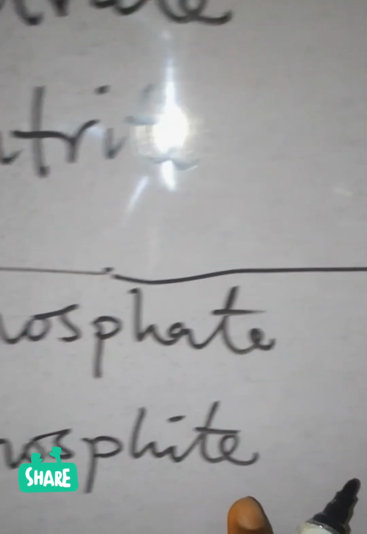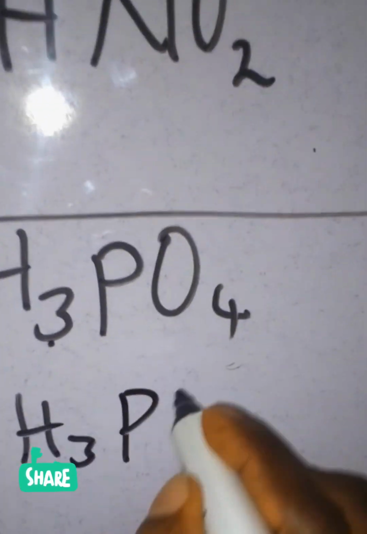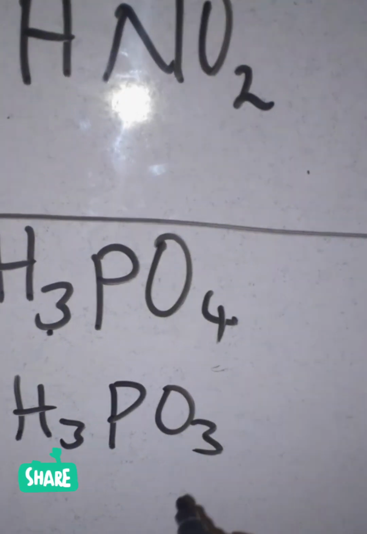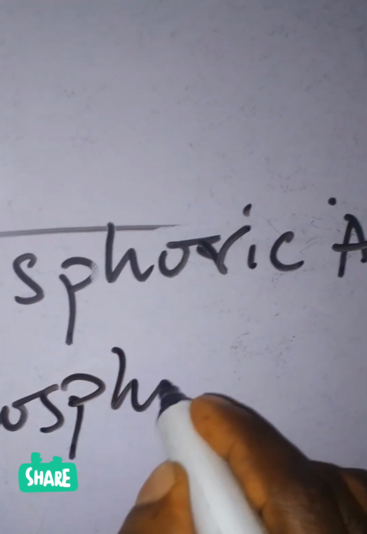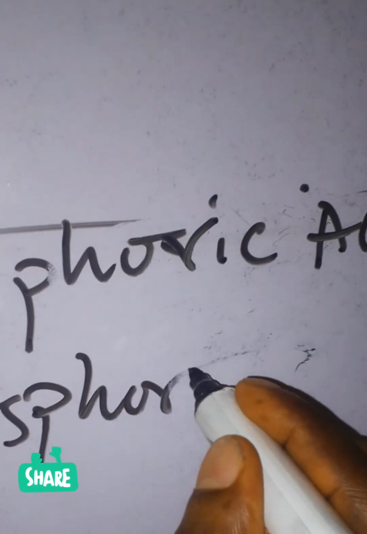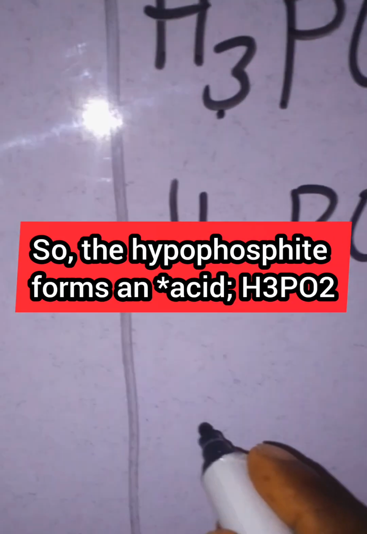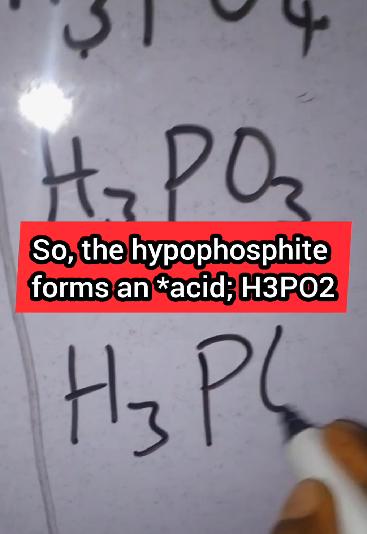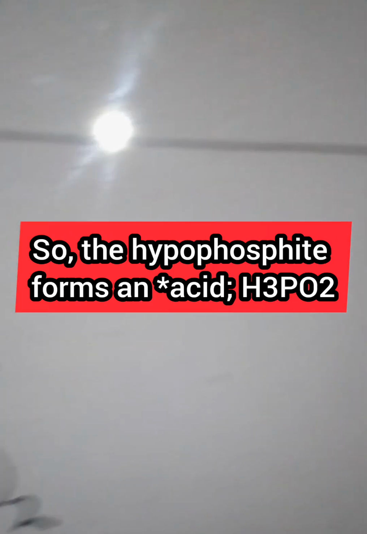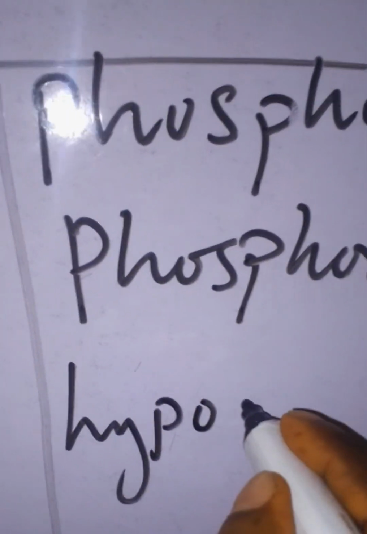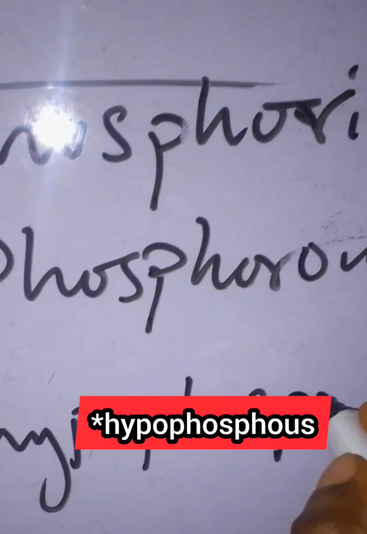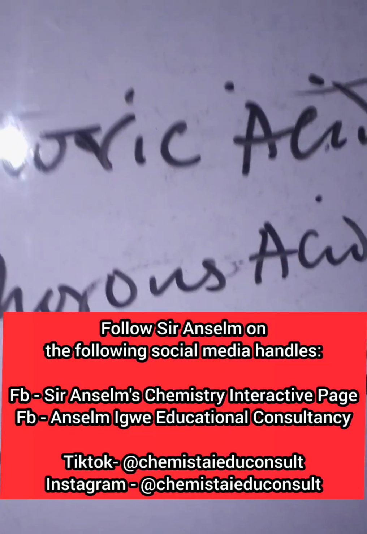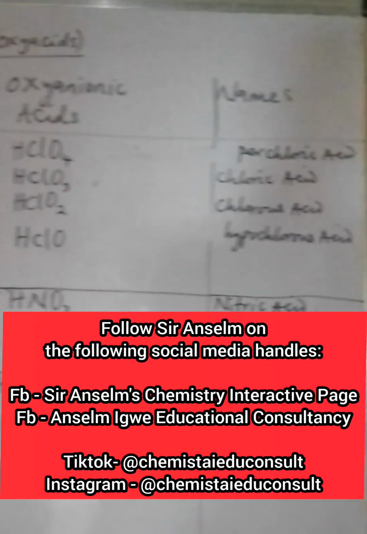The phosphite forms acid when it reacts with hydrogen, and we have H3PO3. Now, the acid of the phosphite is called phosphorous acid. Phosphorous acid. Finally, PO2 3- is hypophosphite. So the hypophosphite forms H3PO2. The acid will give us hypophosphorous acid. And these are the acid equivalents of the oxyanions.